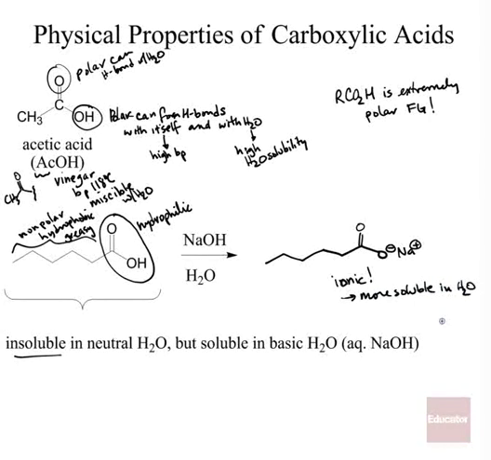And so what happens is we can use base as a way to increase the solubility of a carboxylic acid by this chemical reaction that it undergoes. The product of that acid-base reaction is an ionic and therefore more water-soluble carboxylate salt.